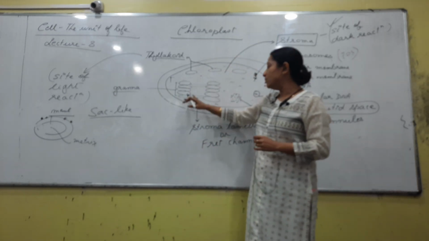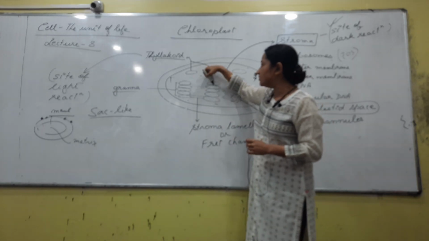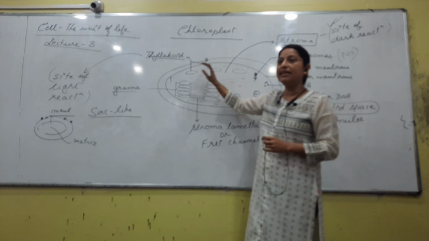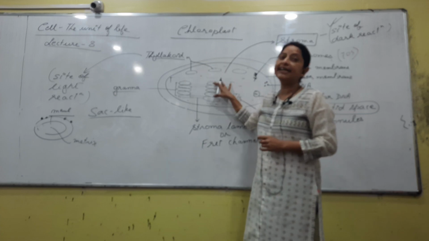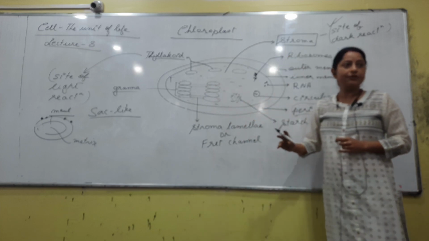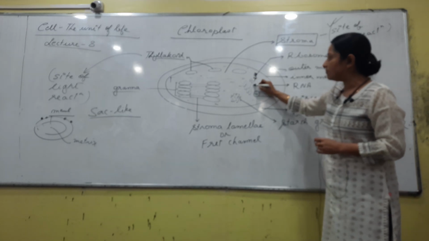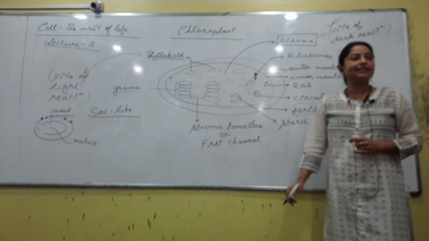Now we have something called certain type of channels or stroma lamellae, the connection between two grana. Not necessary that a chloroplast has only two grana. There might be so many granas, but in the diagram I am just showing 2 of them, right? So there will be many granas, and between them there will be connections.